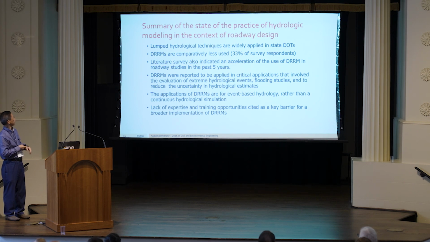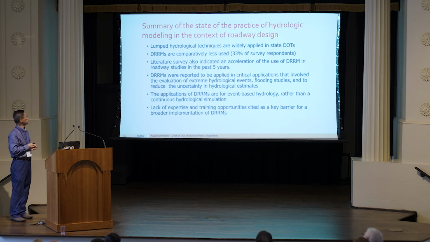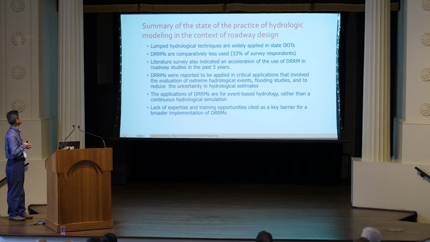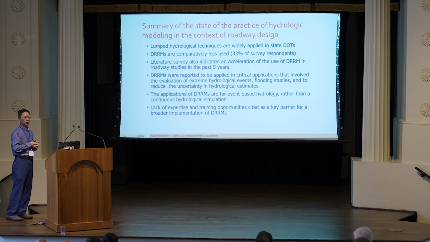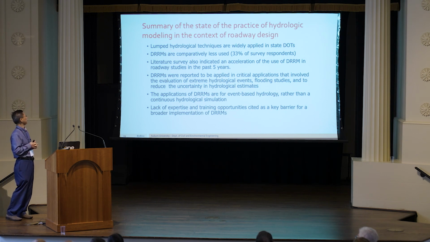So this is kind of like the summary of the state of practice of hydrologic modeling for the state DOTs. Again, the lumped hydrological techniques like the regression equation, sometimes the rational method, or maybe the modified rational method, are still widely applied in the state DOTs. So that's the current state. The distributed rainfall-runoff models are comparatively less used. It's only 33% of the survey respondents or DOTs that mentioned that.